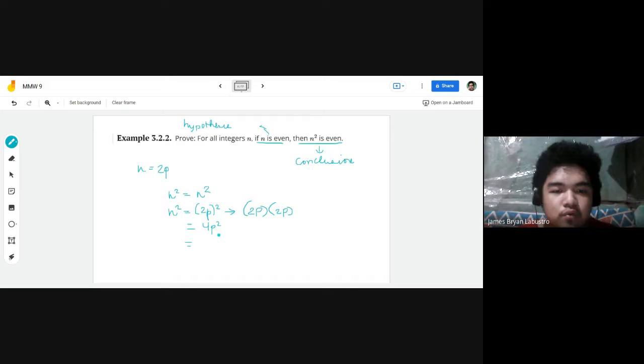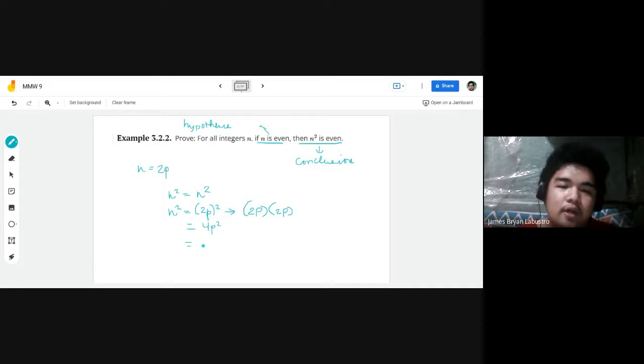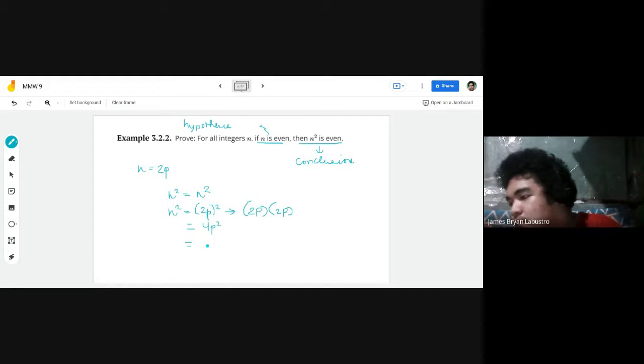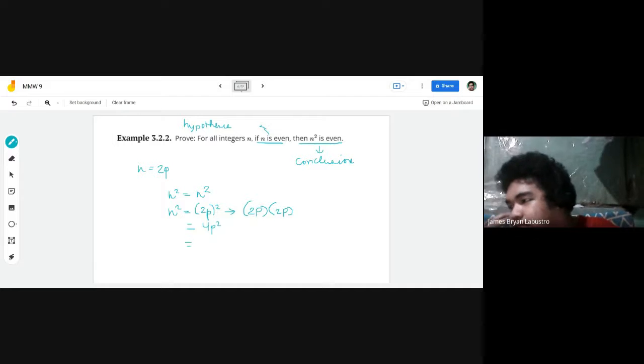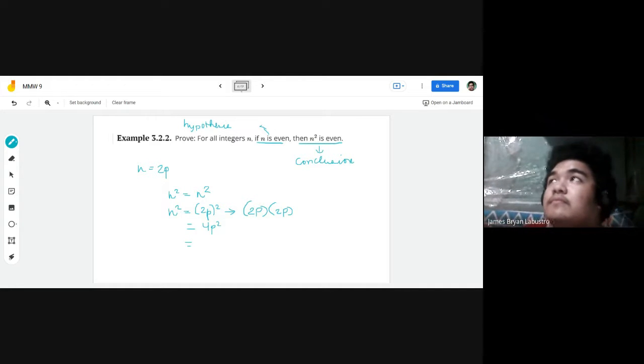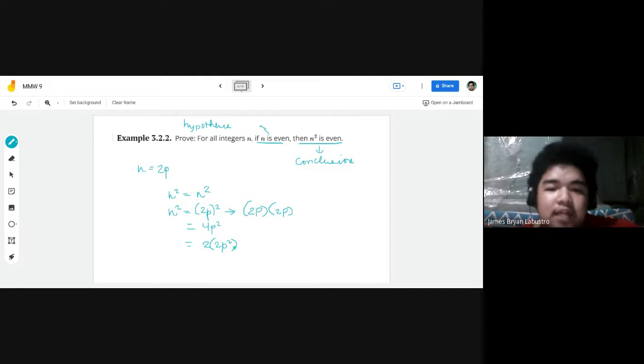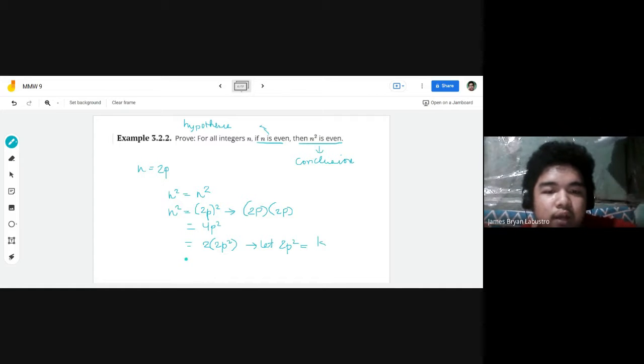factor out 2, no? Factor out the prime number, which is 2. Then we have 2p squared. Then, after that, we're going to let 2p squared equal to k, so that we have 2k.